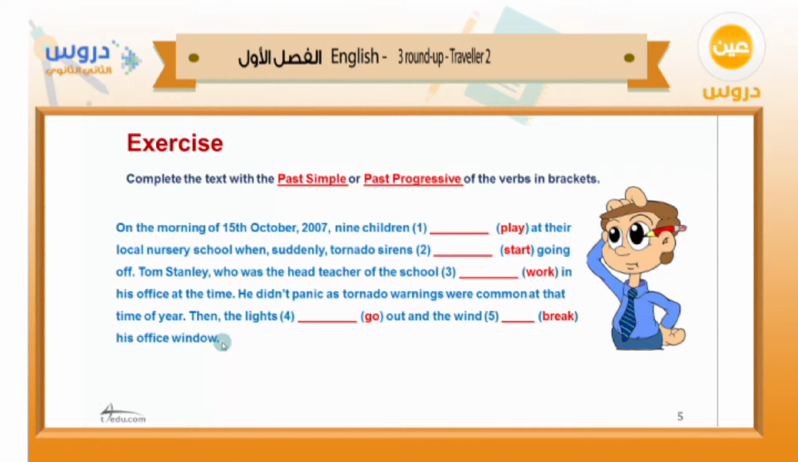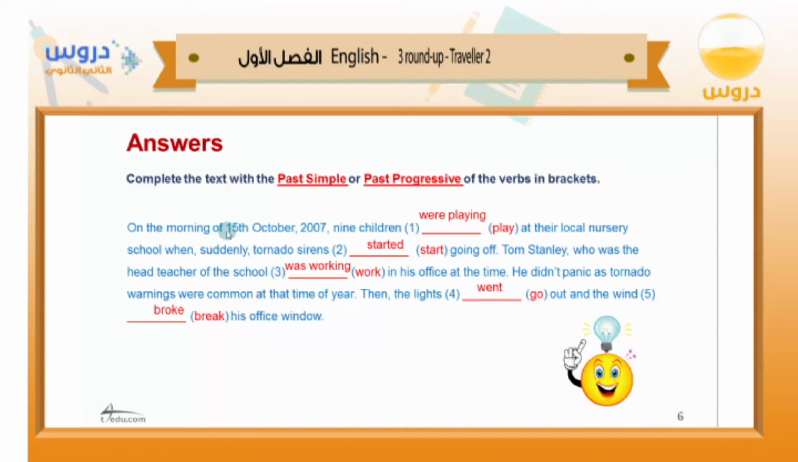So here are the examples of how we use the past simple and the past continuous. On the morning of 15th October 2007, nine children, what were they doing? They were playing at their local nursery school when suddenly tornado sirens started going off. Tom Stanley, who was the head teacher of the school, what was he doing when something else happened? He was working in his office at that time. He didn't panic, as tornado warnings were common at that time of the year. Then the lights went out and the wind broke his office window.